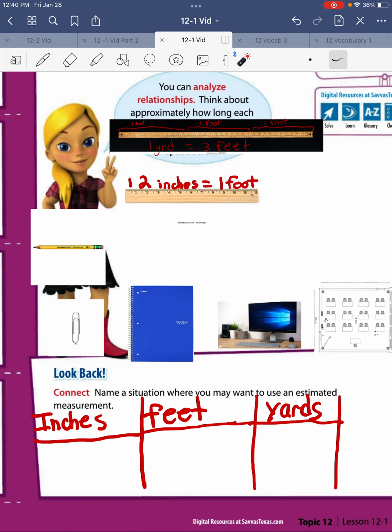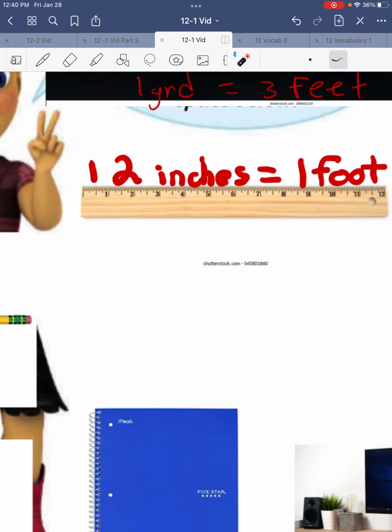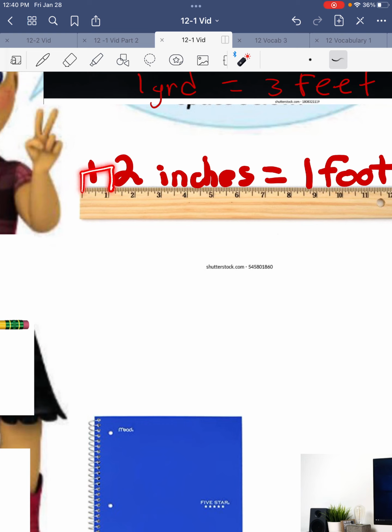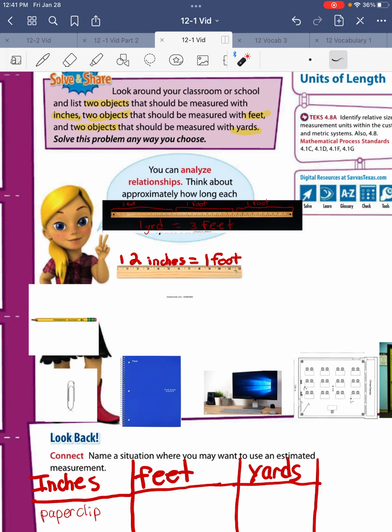Okay, so here I'm going to put paper clip. Okay, and don't forget inches is these little gaps. Okay, 1 inch, 2 inch, 3 inch, 4 inch. Okay, a paper clip would probably be up to 2 inches, or 3 inches. That's why I use inches.